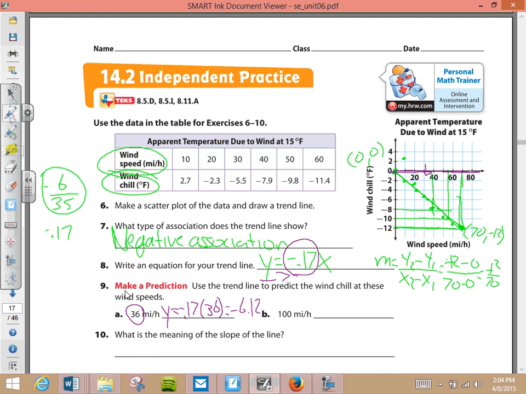So how would it be for 100 miles? 0.17 times 100, that gives me negative 17. I will take between negative 15 and negative 20. There shouldn't be any points there.